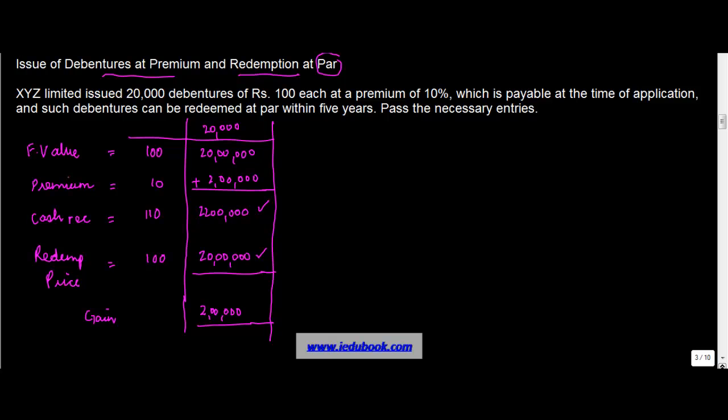So let's see what are the accounting entries. Right? So basically, when you get this money, what you will do? You will debit your bank account. By how much? How much is the money you've received? You received 2,200,000. So you put in 2,200,000 to debenture application account. Right?